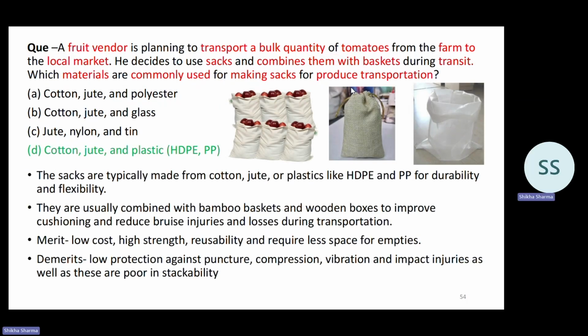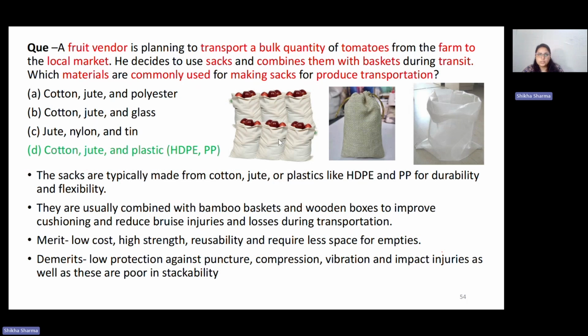The correct answer is cotton, jute, and plastic like HDPE and PP. This is the cotton sack, this is the jute sack, and this is the plastic sack. The sacks are typically made from cotton, jute, and plastics like HDPE and PP for durability and flexibility. They are usually combined with bamboo baskets and wooden boxes to improve cushioning and reduce bruising, injuries, and losses during transportation.